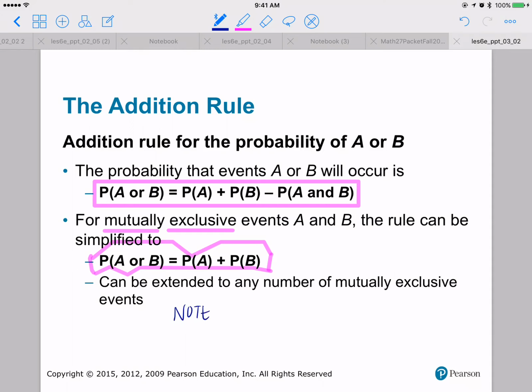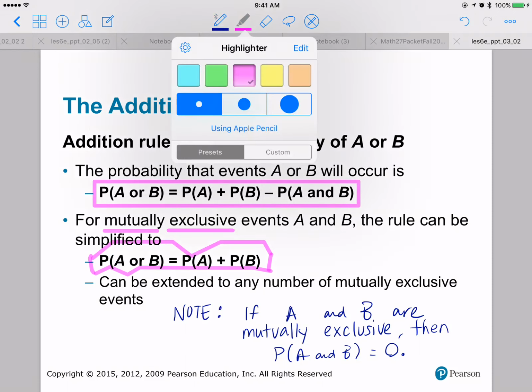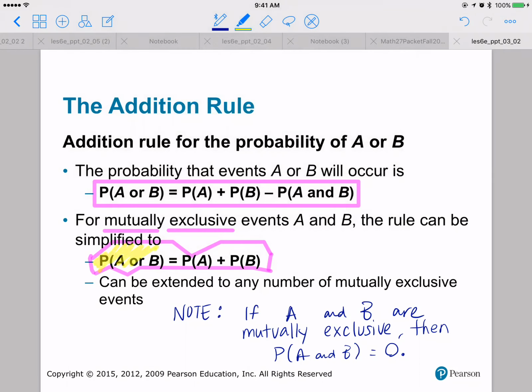Because notice that, so let me write this down. Note, if A and B are mutually exclusive, then the probability of A and B occurring is equal to 0, right? Because what does it mean to be mutually exclusive? It means just that. The probability of both events occurring is equal to 0. And just like our other rules, the multiplication rule, the addition rule can be generalized to any number of mutually exclusive events.